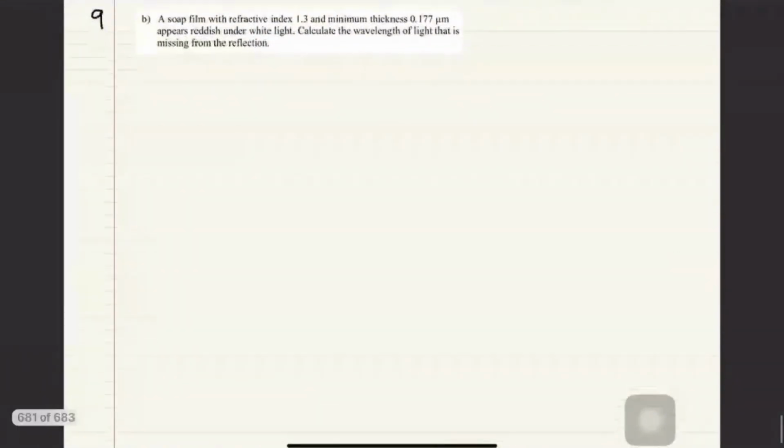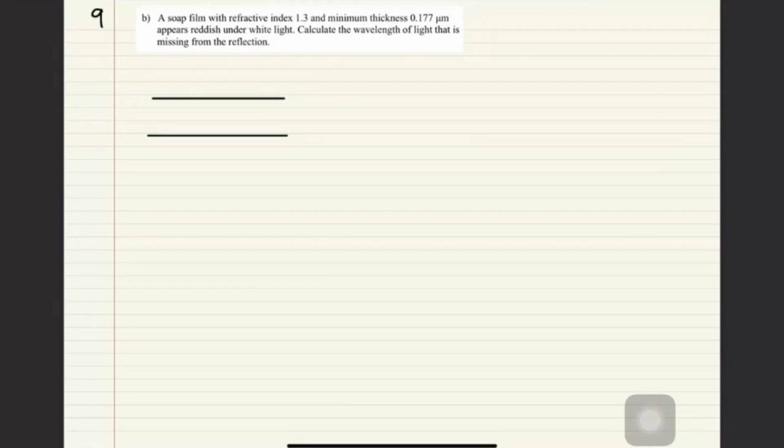Soap film with a refractive index 1.3, minimum thickness 0.177 micrometer, appear reddish under white light. Calculate the wavelength of the light that is missing from the reflection. Okay, so macam saya cakap lah, once you get this kind of question, the first thing you do, untuk thin film, kamu draw 2 lines. Okay. Once you draw the 2 lines, kamu identify N1, N2, N3 itu berapa. So ini adalah soap bubble. Soap film with a refractive index. Okay. So atas dia adalah air, middle dia adalah 1.3, bawah dia adalah 1.